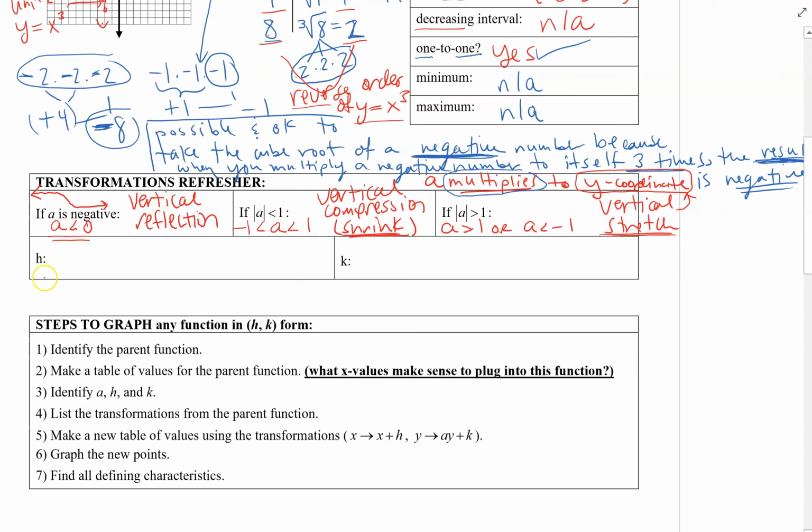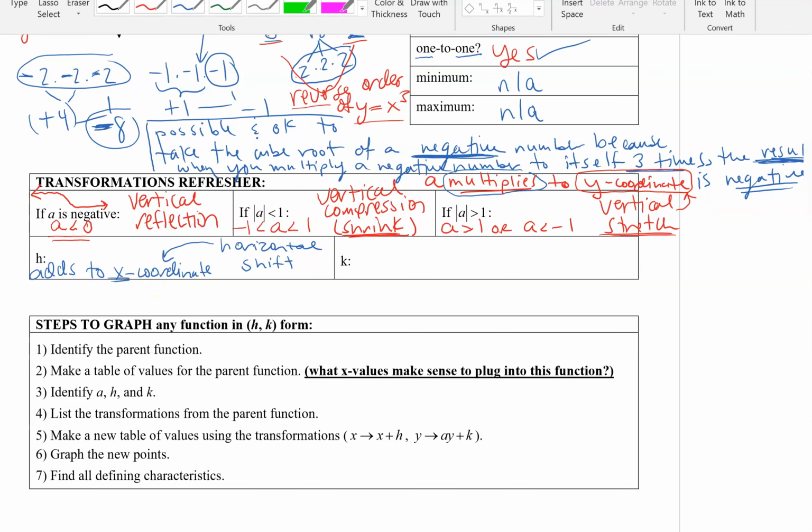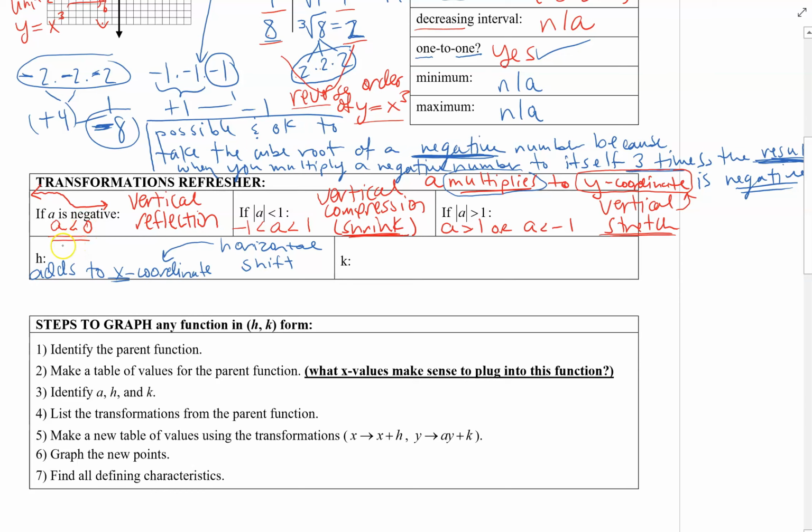Now h adds to the x value. It adds to the x coordinate. So it has the power to shift the graph horizontally. So it creates this horizontal shift. Horizontal because it's affecting x, not y. But there's something super important that you have to remember about h, and that is that h is always opposite from what you see in the equation.